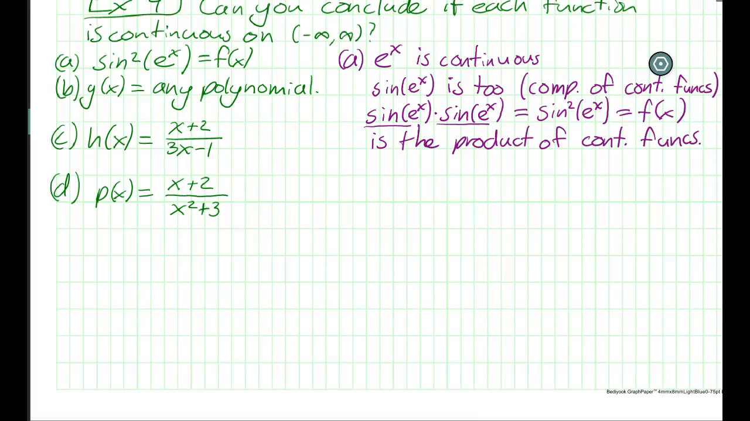Okay, so that sounds good. So it is also continuous. Okay, so you can make all kinds of complicated functions like this by composing and multiplying functions, and the result will still be continuous.